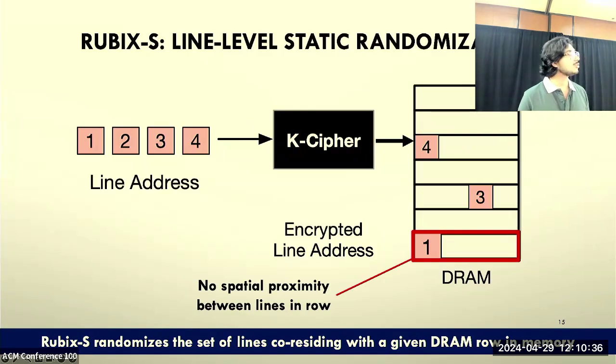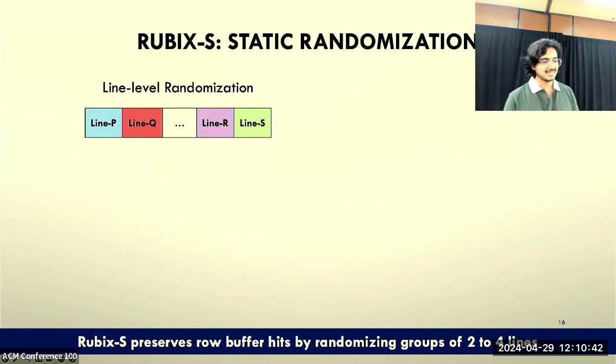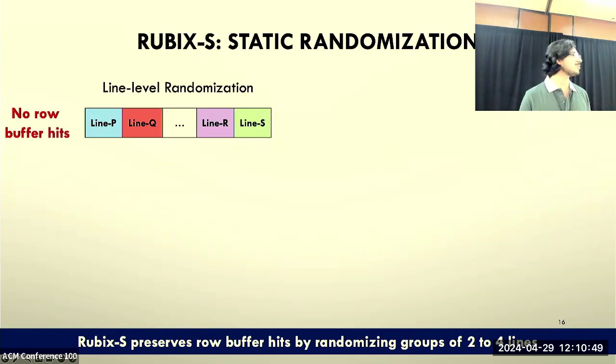We call our design Rubix S because it randomizes the line locations statically. As you might imagine, if we randomize each line address, then the 128 lines that reside within the row are random. And this would give us virtually no row buffer hits, and it will impact performance.